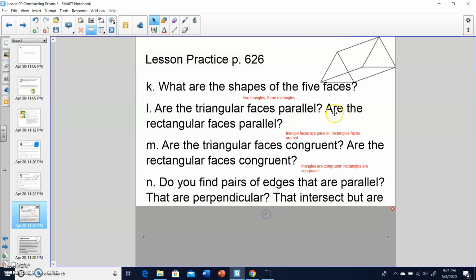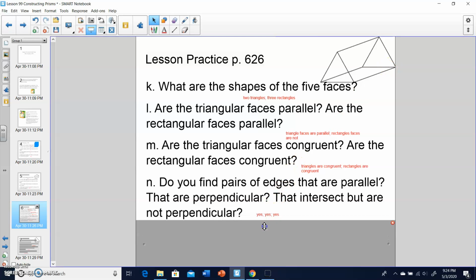That are perpendicular? Do we have any right angles forming? Again, if you have your prism formed, that'll make it much easier, that intersect that are not perpendicular. Sure. Okay, so yeah, we have edges that are parallel. This edge is going to be parallel to this edge. That are perpendicular, if you're looking, you can see that the edges that form the bottom rectangle are going to be perpendicular because it's a rectangle. And that intersect but are not perpendicular, well, sure, the edges of the triangles don't form right angles. Those are not right triangles, so yes.